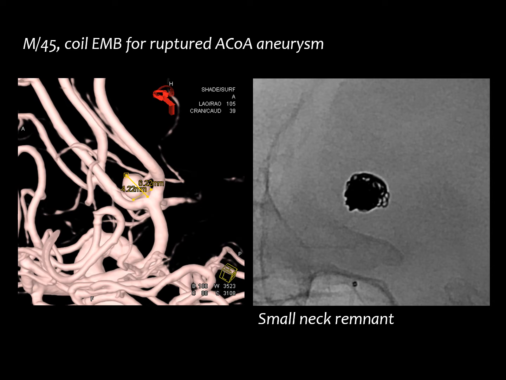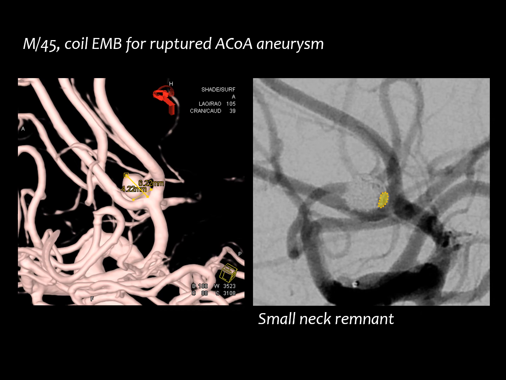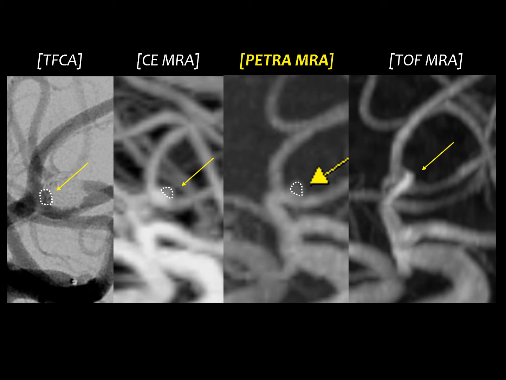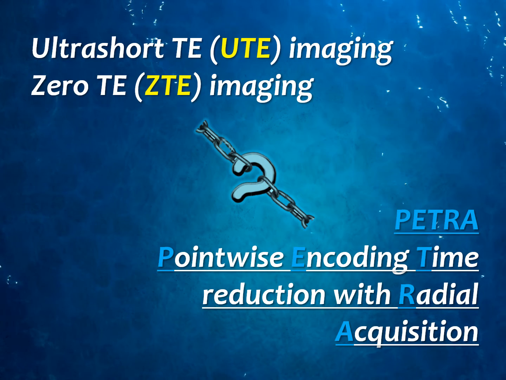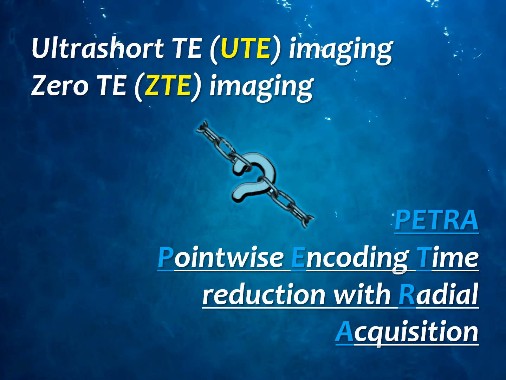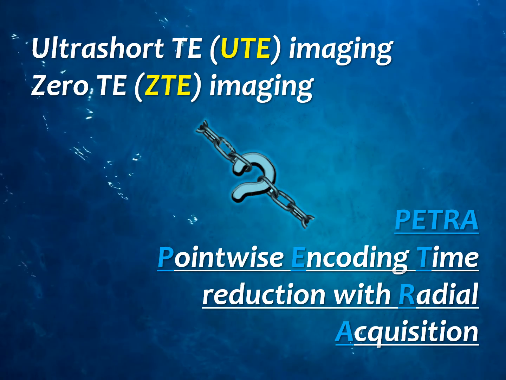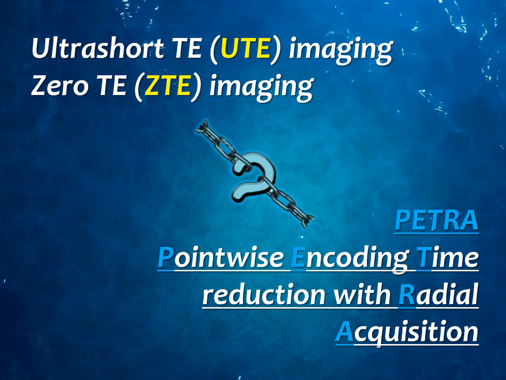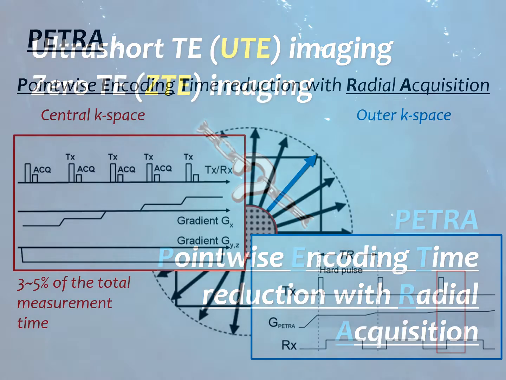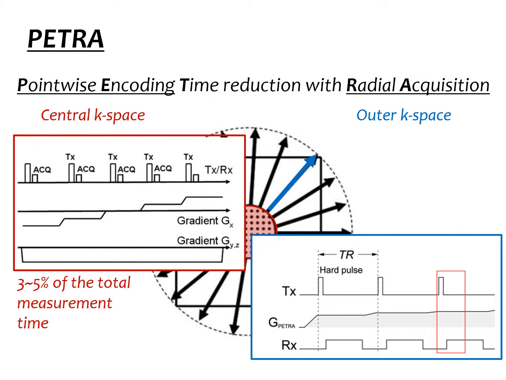This is another case where we performed the simple coiling for the ACOM aneurysm and a small neck remnant remained. That was demonstrated well in PETRA but not in TOF-MRA. PETRA is the name of the commercial UTE sequence in Siemens. In this regard, we were interested in UTE-MRI and have been performing a few studies about this sequence. PETRA was developed based on the UTE method. Central k-space is filled by pointwise encoding and the outer k-space is filled by radial acquisition.